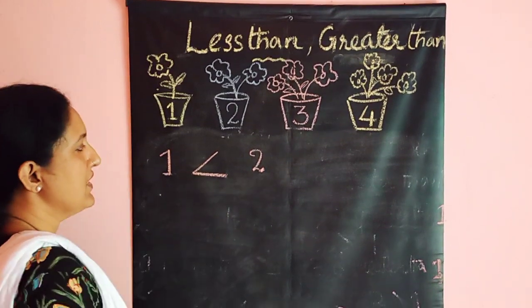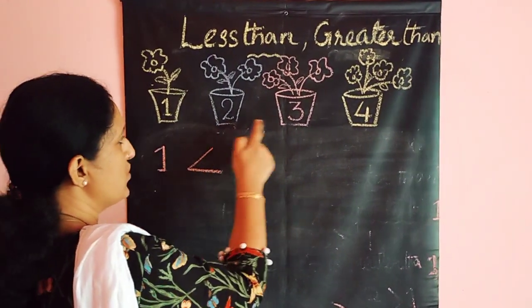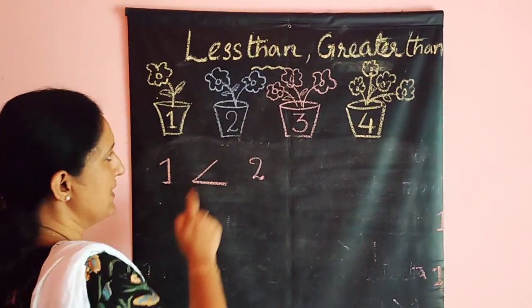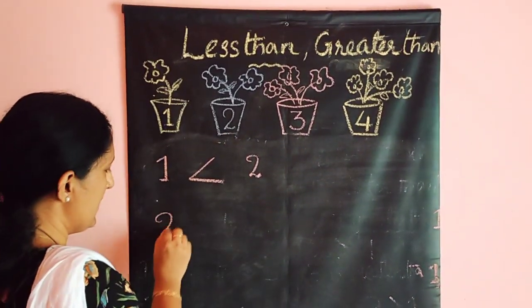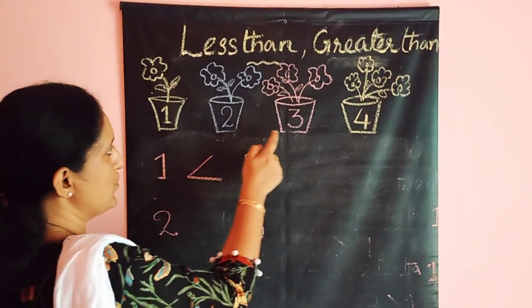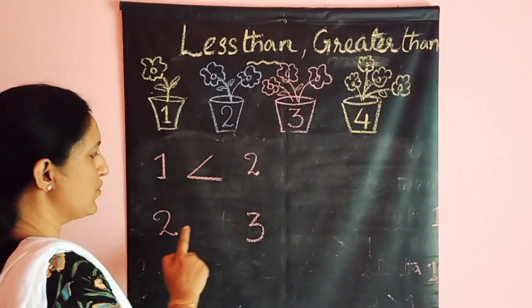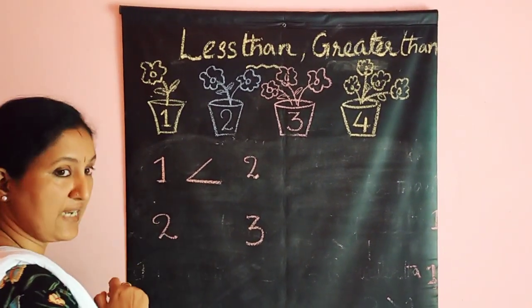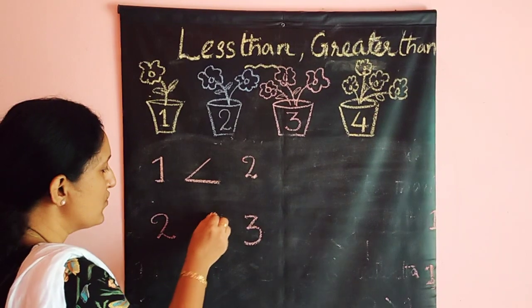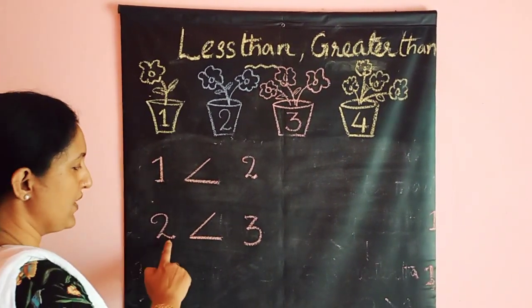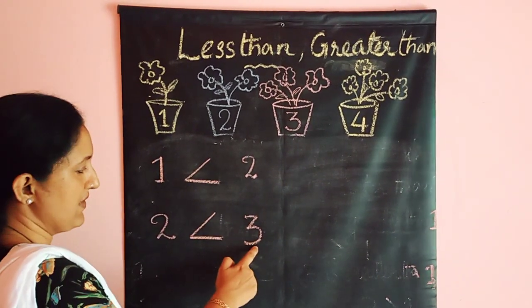Correct. If we compare 2 and 3, what can we say? 2 is smaller than 3. How can we write it by using the less than symbol? 2 is less than 3, or 2 is smaller than 3.